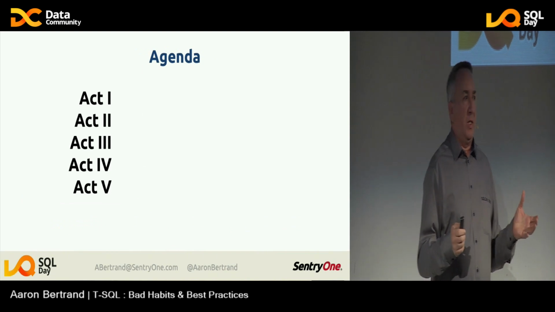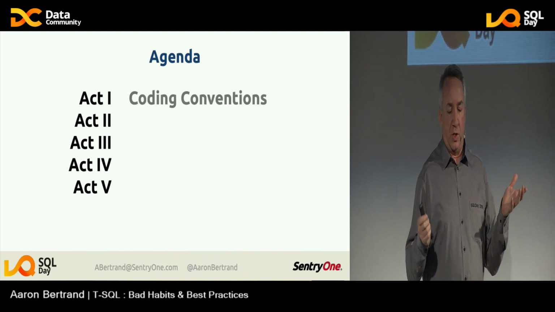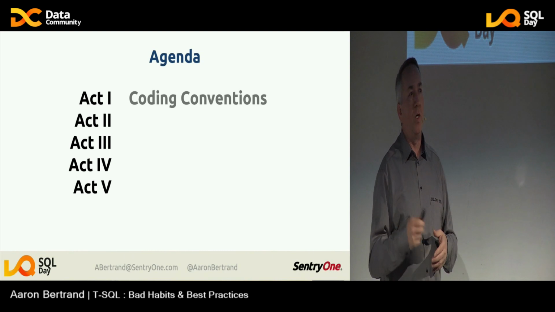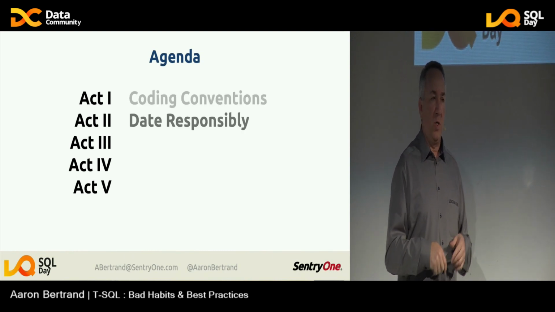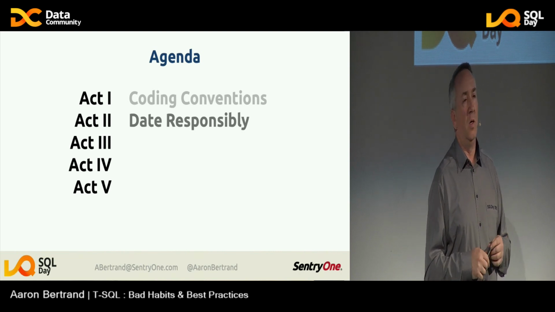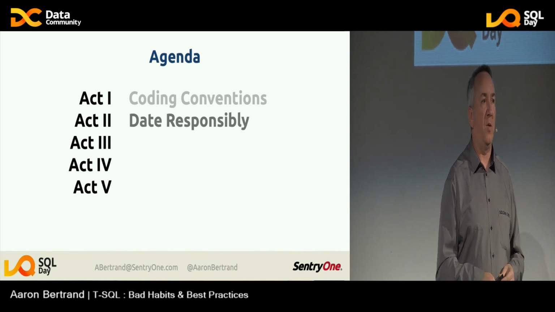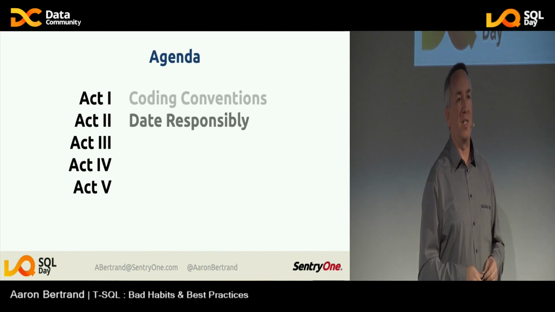I separated this talk into five sections. The first one is about coding conventions, what we do when we're writing code, how we format code, how we name things. The second one is about dating responsibly. We do a lot of work with date and time in SQL Server, and there are a lot of ways to mess that up.